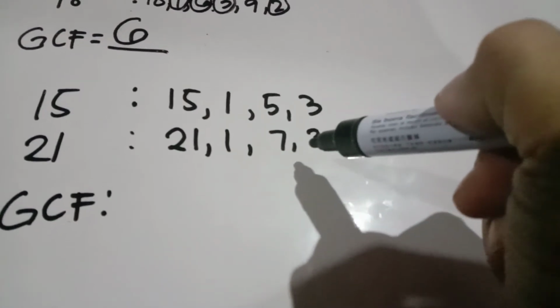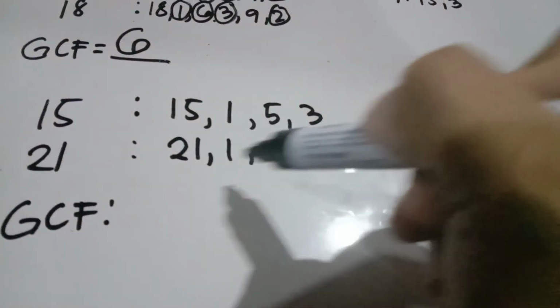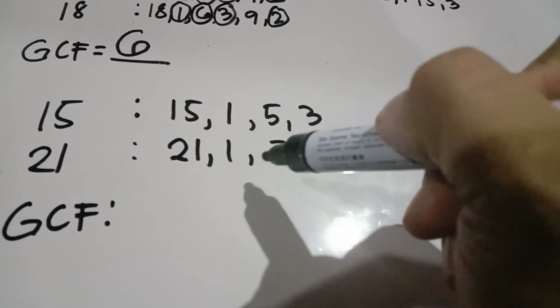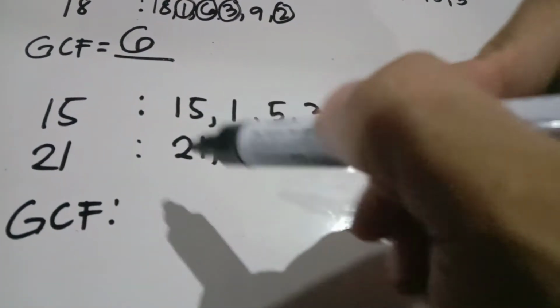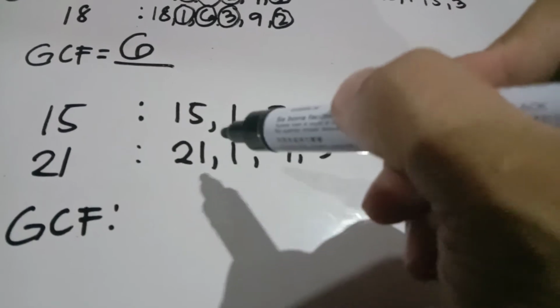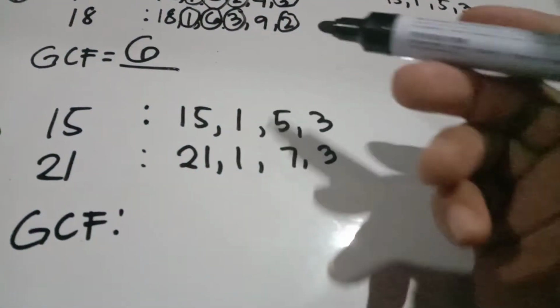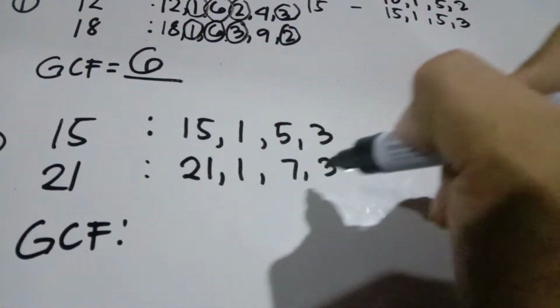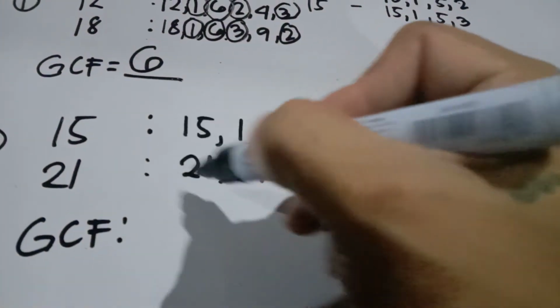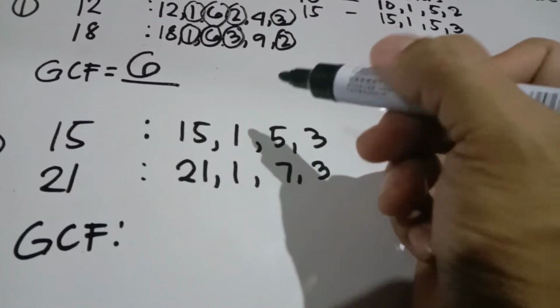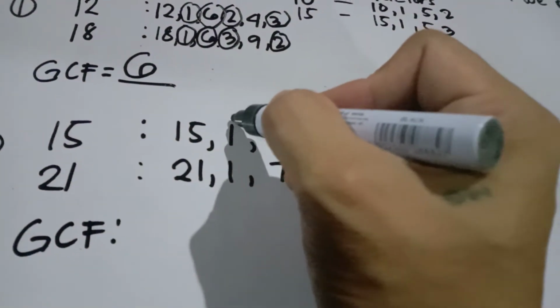So, see to it na walang nakaligtaan, walang nakalimutan na isulat na factors. Kailangan na lista or na isulat lahat ng factors ng numbers. Okay, so out of these factors that we have here, titingnan natin, we are going to look at the common factors.